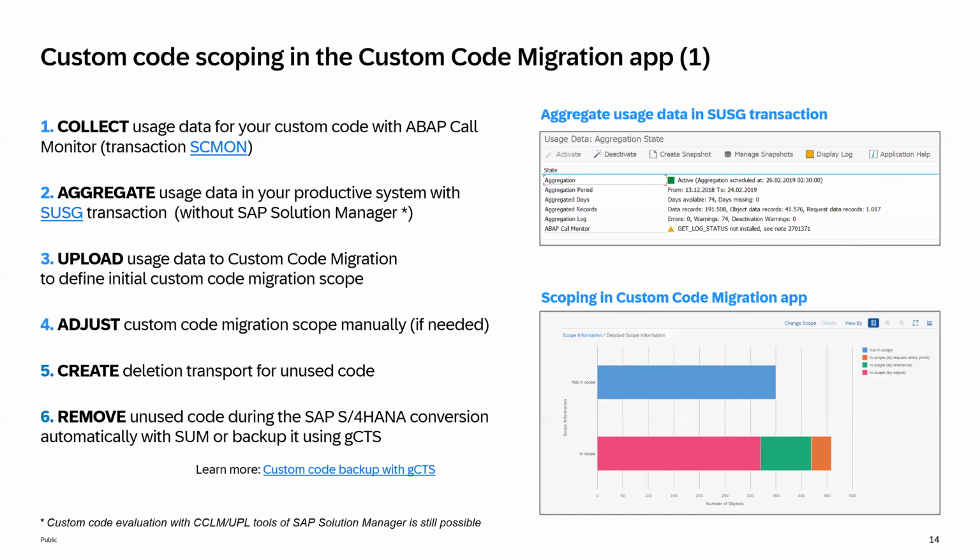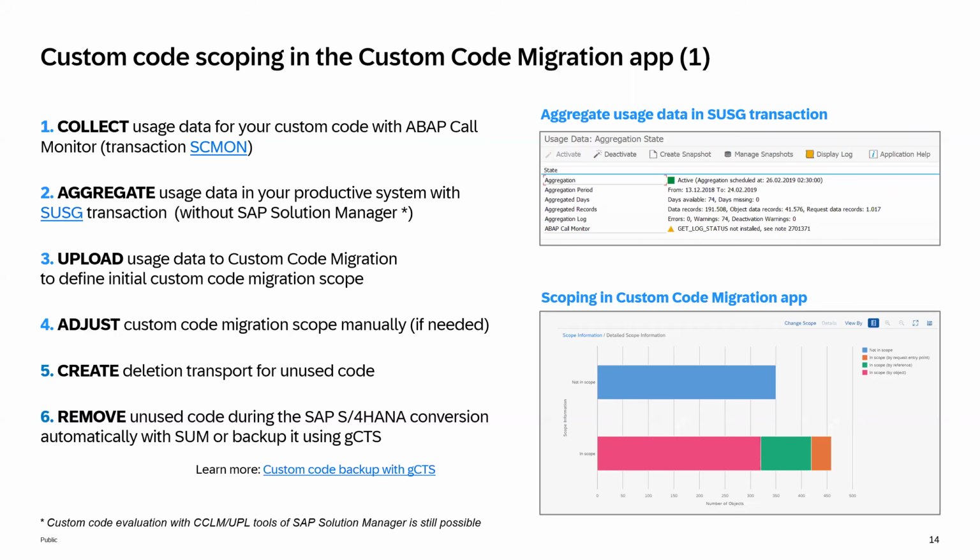We recommend to create the deletion transport for unused code in the custom code migration app, and this deletion transport can be added to the software update manager during the system conversion, and the software update manager can then remove unused code from the system.